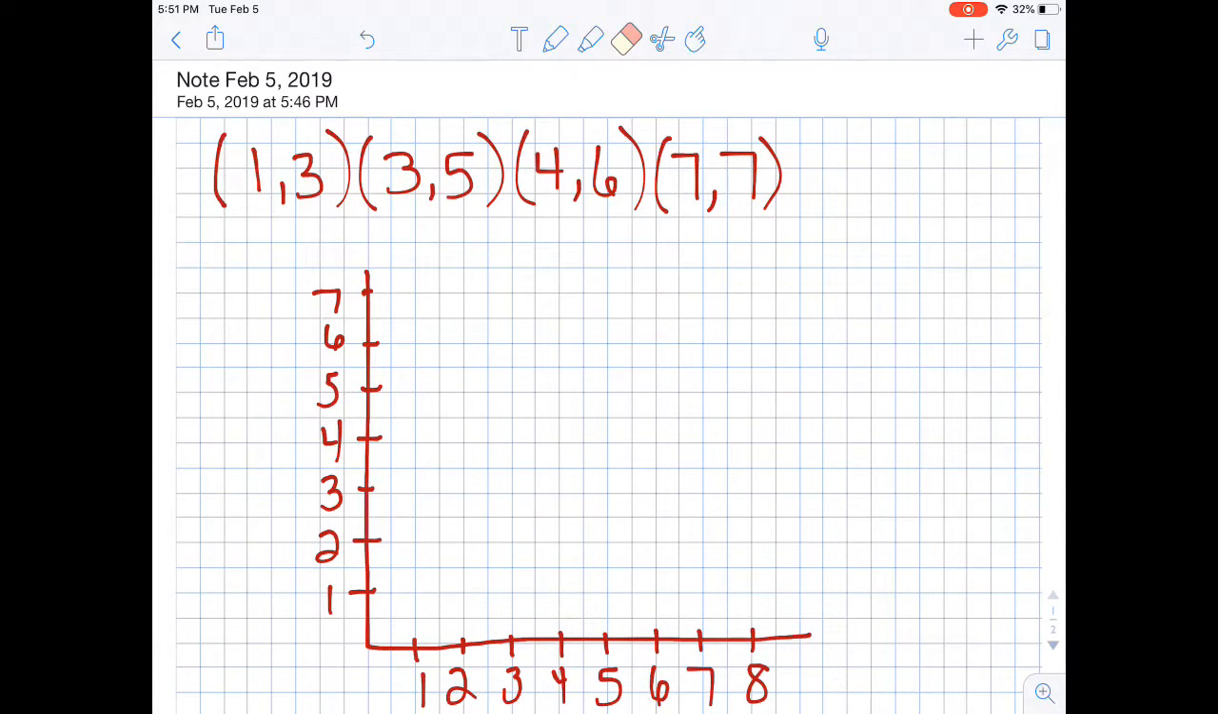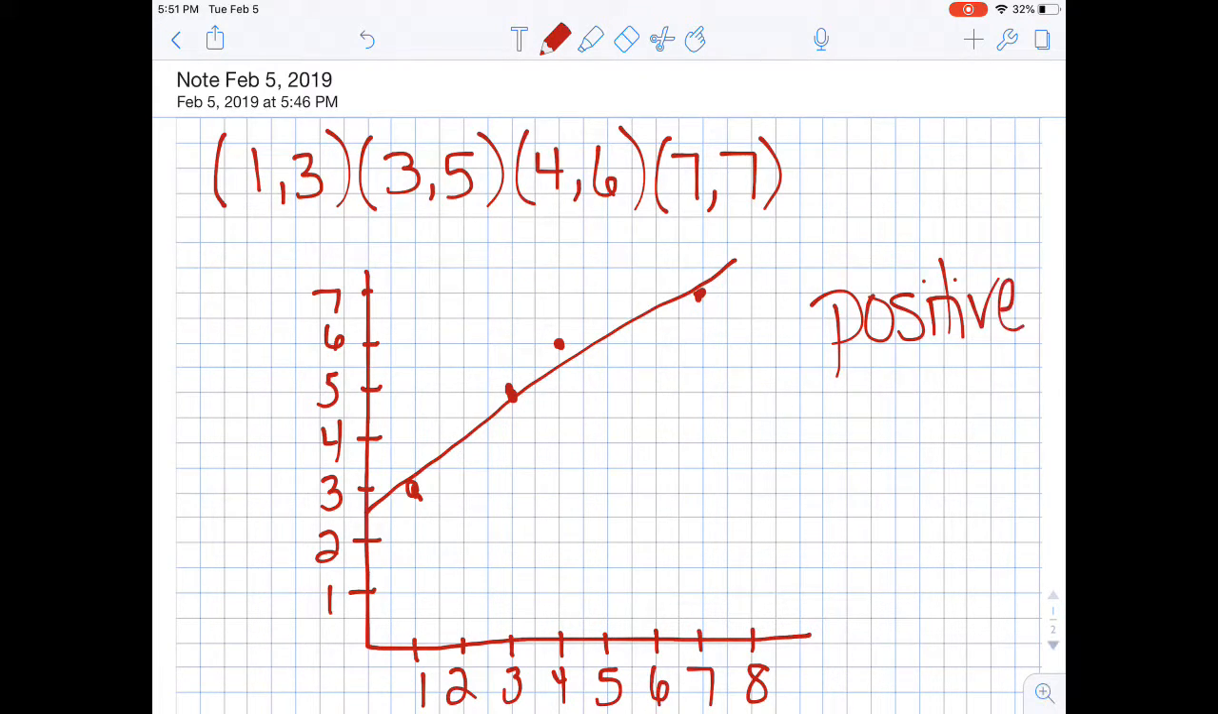In this next example, we're going to do the same thing. And this time we have ordered pairs (1, 3), (3, 5), (4, 6), and (7, 7). And you will notice that my dots go up from left to right, and that makes this a positive correlation. And the line I drew there to connect the dots is known as a trend line. I will discuss that further at the end.